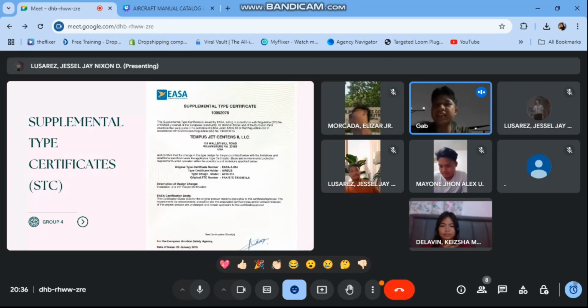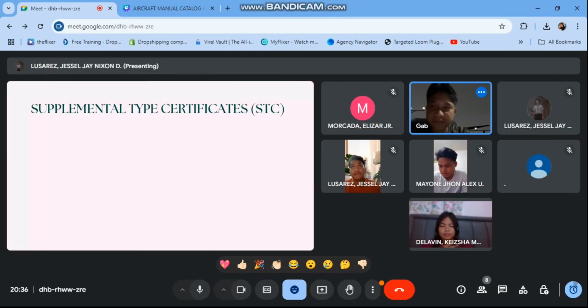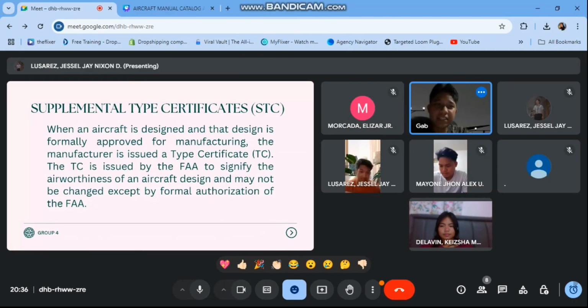So, supplemental type certificates or STC. An STC is issued when modifications are made to an already type certified aircraft, engine, or propeller. When an aircraft is designed and that design is formally approved for manufacturing, the manufacturer is issued a type certificate, or TC, by the FAA to signify the airworthiness of an aircraft design, and it may not be changed except by formal authorization of the FAA.